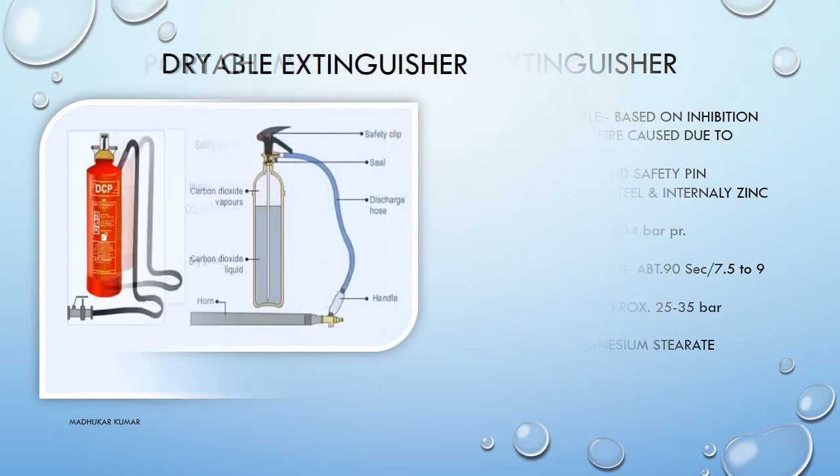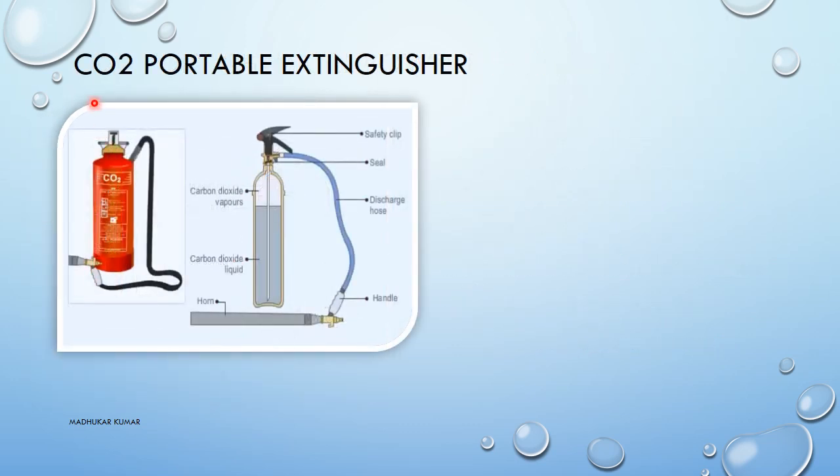Okay, the next extinguisher we are going to discuss is your CO2 portable extinguisher. So here you can see this also can be recognized easily by this horn type structure which you can see over here.